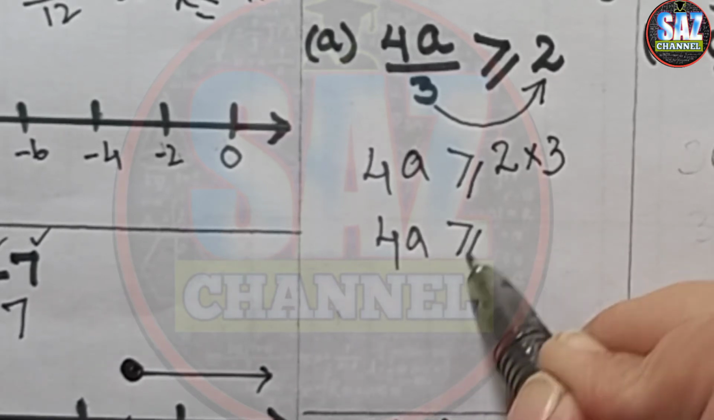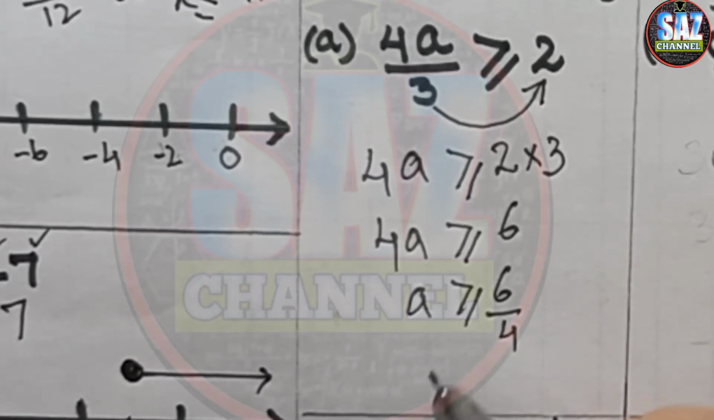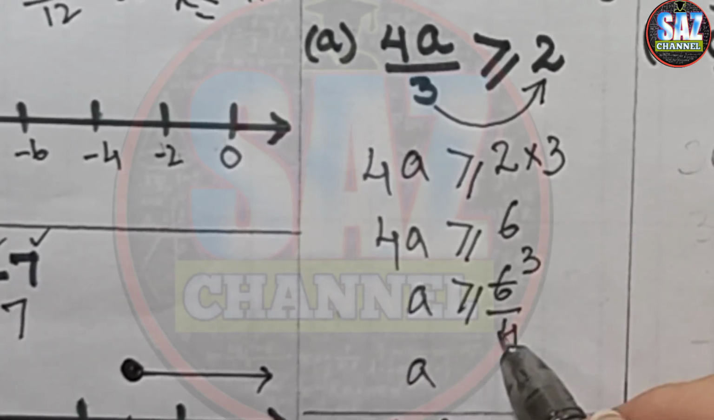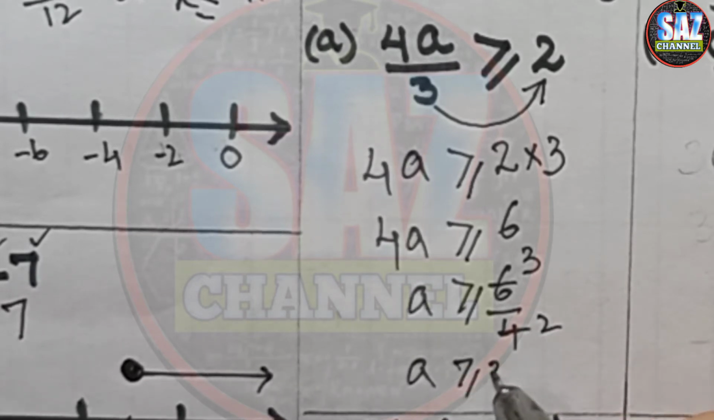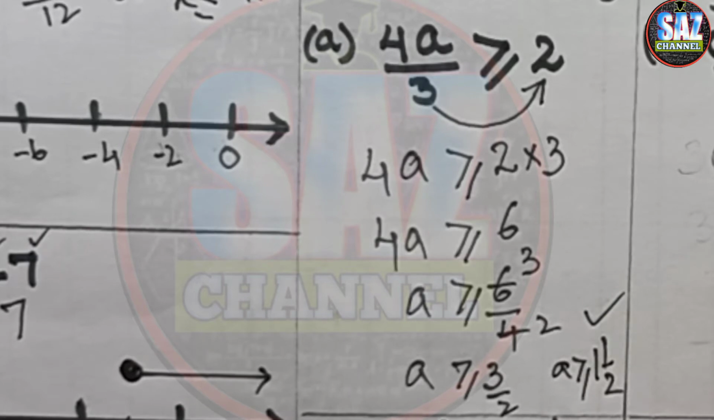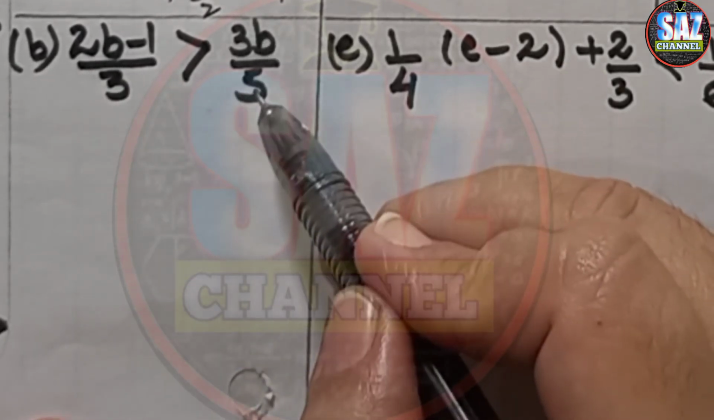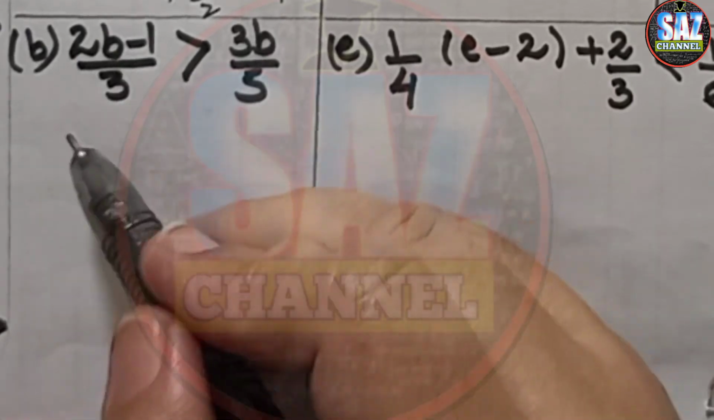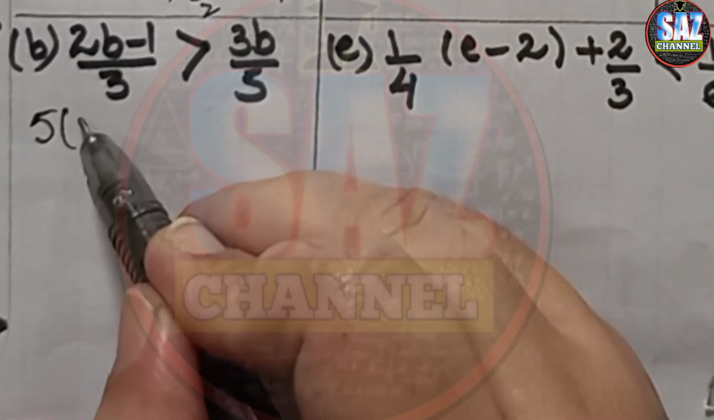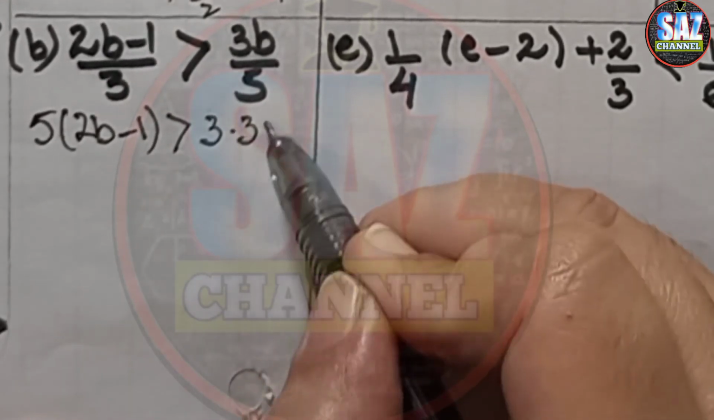4a ≥ 6, or a ≥ 6/4, and in 6/4, 2 threes are 6 and 2 twos are 4, so a ≥ 3/2, or a ≥ 1 whole 1/2. I hope you are clear about this question. Let's move to the next question, that is (2b - 1)/3 > 3b/5. First cross multiply this and it will take the form 5(2b - 1) > 3 × 3b.